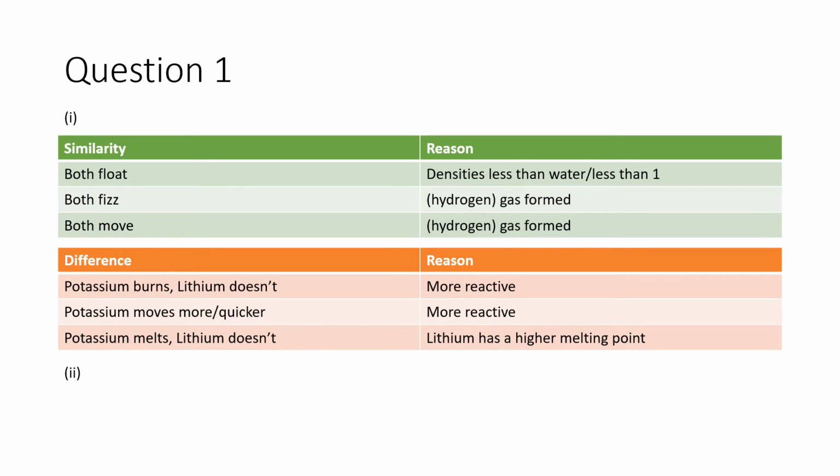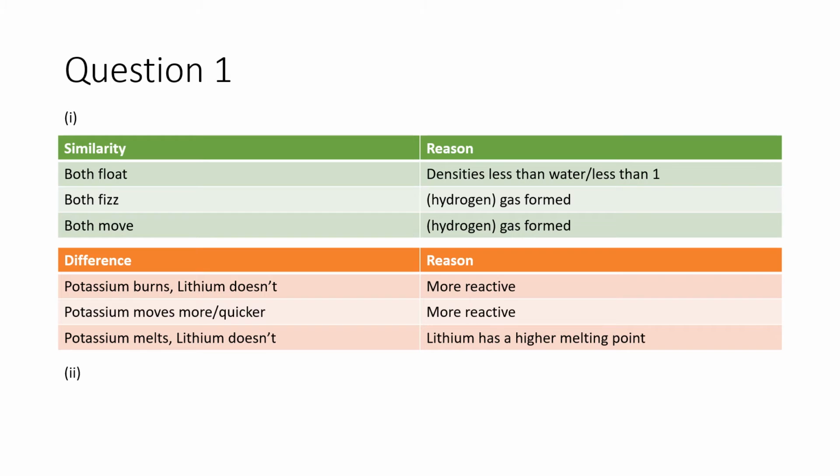Question 1 is recalling the alkali metals in water. The possible answers could be that a similarity would be that they both float because the densities are less than water, or less than 1. They both fizz because hydrogen gas is formed, but gas formed would have been enough. They both move, again because hydrogen gas is formed.